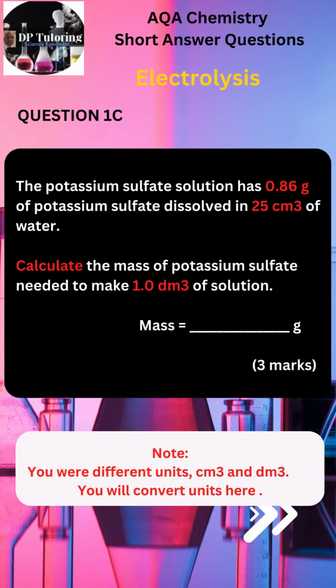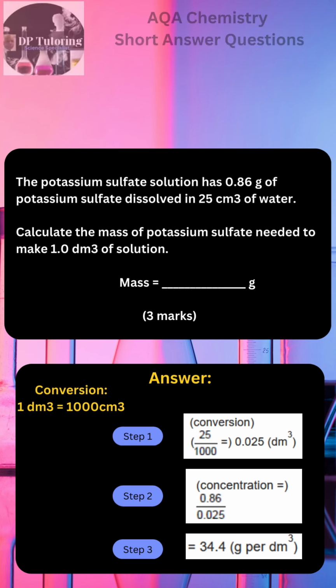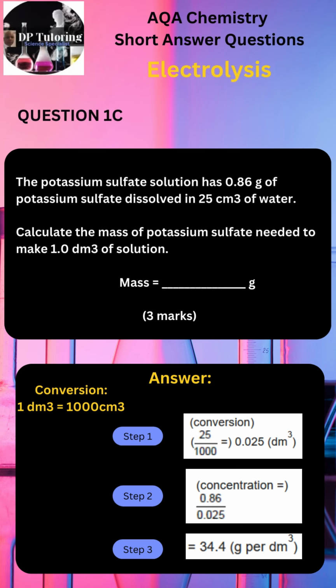The final part of the question asks you to calculate the mass of potassium sulfate. The key information is highlighted in the question. The first thing to note: the units are different, so this needs to be converted before you can complete the calculations. At this point, pause the video and review the formulas for concentration before you continue. The answer is on screen for this calculation. Please note the steps taken to solve this problem.